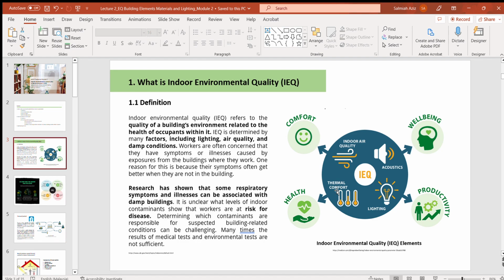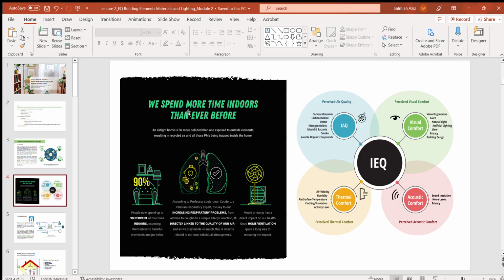For comfort, it is represented under indoor air quality. A good indoor air quality could give comfort to the occupants and users. So these are the IEQ elements that you should study and understand. Actually, we spend more time indoors than ever before, so the indoor environment should really be healthy. If that indoor space is not healthy, it could impact the well-being of the occupants.